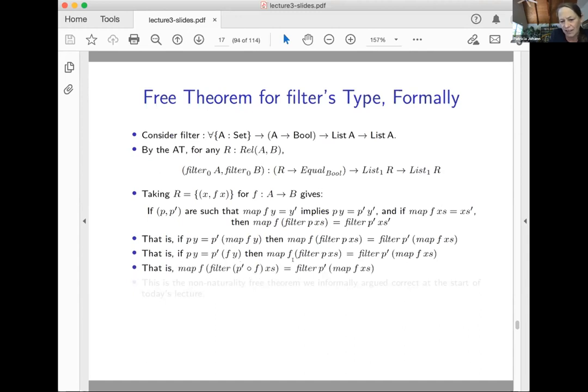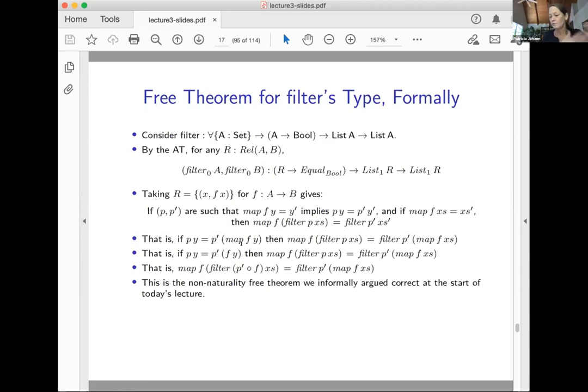And all I've done in this last piece is get rid of the hypothesis, but notice that P is P prime composed F. So I've got map F filter P, which is P prime composed F, X's is filter P prime map F X's. And this is the non-naturality theorem that I argued was correct at the beginning of the lecture today.